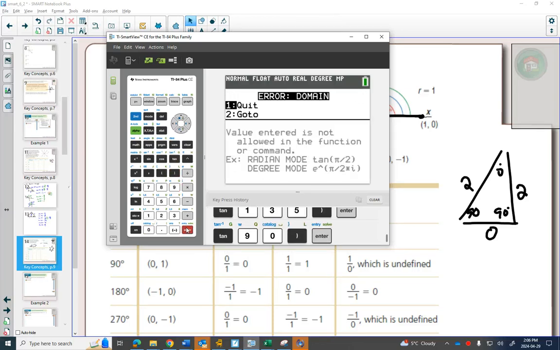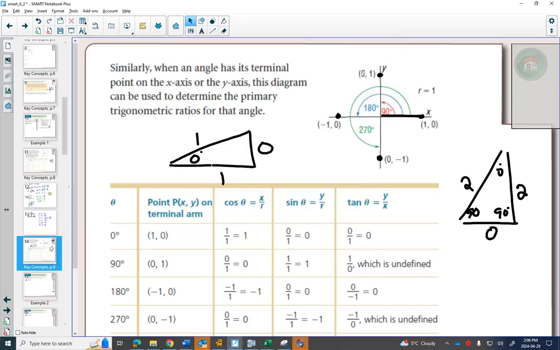Error. Right? Value entered is not allowed. So, it's not very happy. Then it gives you some really complicated e to the exponent of pi over 2 times the imaginary number. It's really confusing there. So it's definitely not allowed. So these are other values that we have.